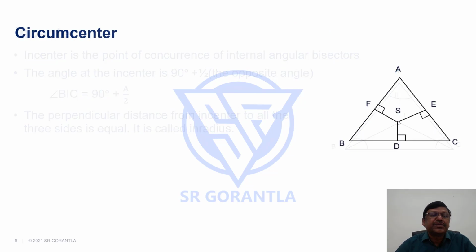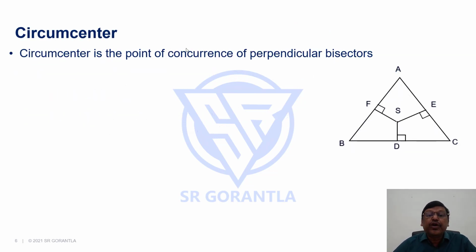Next one we'll take up circumcenter. Circumcenter is the point of concurrence of perpendicular bisectors.